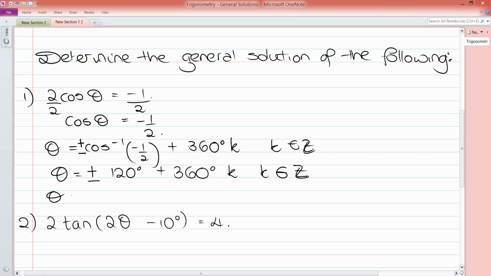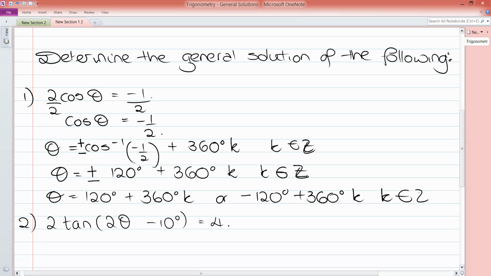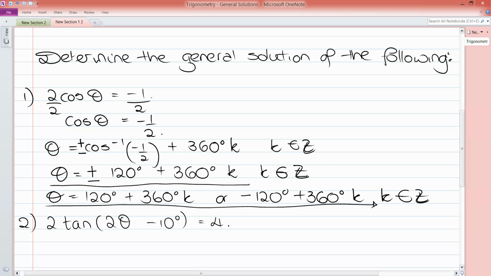Other people write two different ones. So they're going to have 120 degrees there, 360 degrees K, or negative 120 plus 360 degrees K. And remember, K is an integer. Okay, so these would be our general solutions. So you can write it like that, or you can write it with a plus minus.